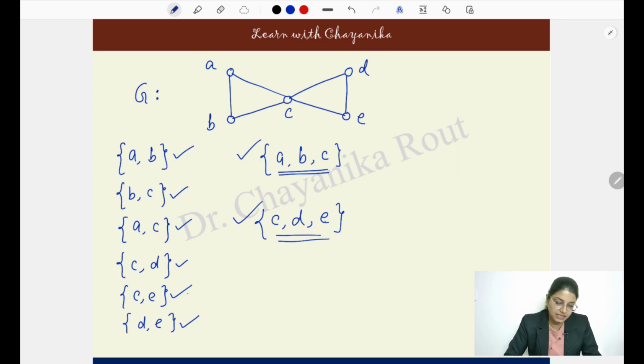Now ABC cannot be extended any further by including D or E because there will be non-adjacencies. Similarly, CDE also cannot be extended. So these are all the possible 8 cliques in this particular graph G.